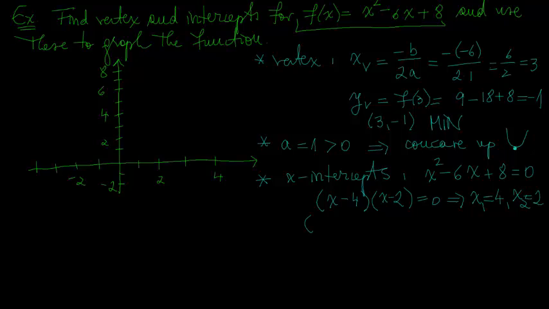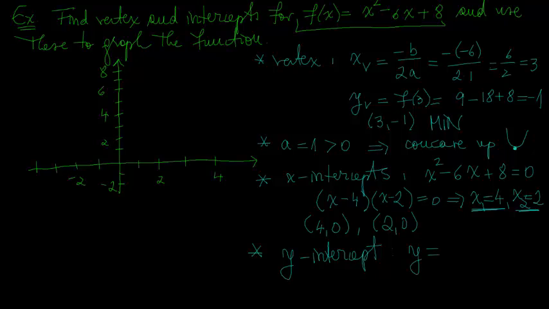So the x-intercepts, these are the zeros of the function, are going to be the point of coordinates 4, 0 and the point of coordinates 2, 0. Finally, let's find the y-intercept of this function. So we're going to find the y-coordinate corresponding to the x-coordinate of 0, and that's going to give me 0 squared minus 0 plus 8, and that just gives me 8. So the y-intercept is the point of x-coordinate 0 and y-coordinate 8.